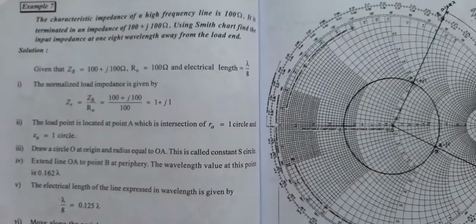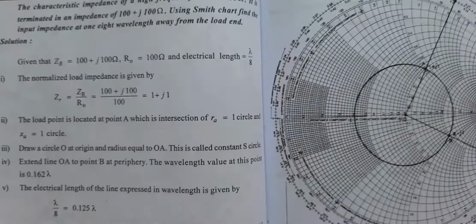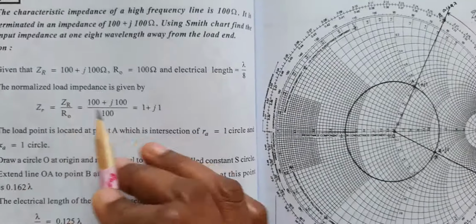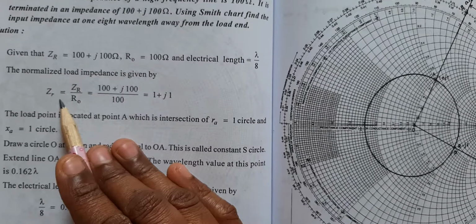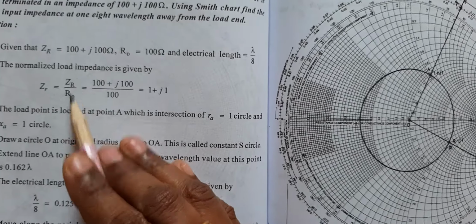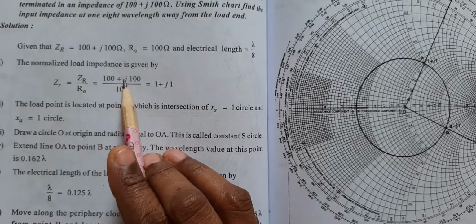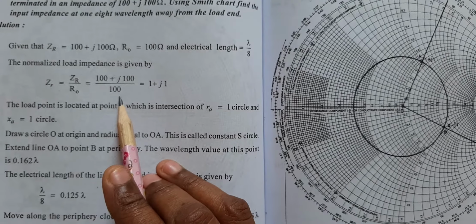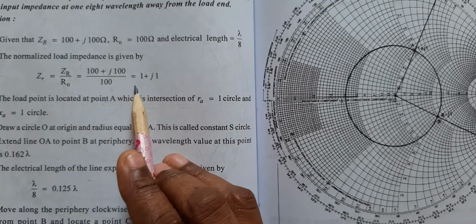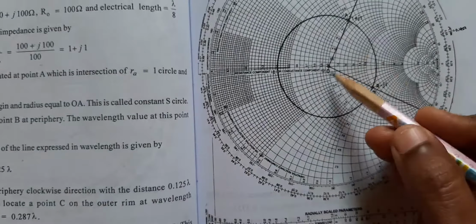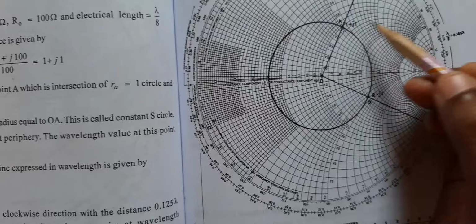So you know the procedure. Always in Smith chart you want to plot the normalized value. So for that, what is the normalized value? ZR by R0, we divide by the characteristic impedance. So what is our load impedance? 100 plus j100 ohm. The characteristic impedance is 100. So what is the value? 1 plus j1. So for 1 plus j1 you want to mark it in the Smith chart.